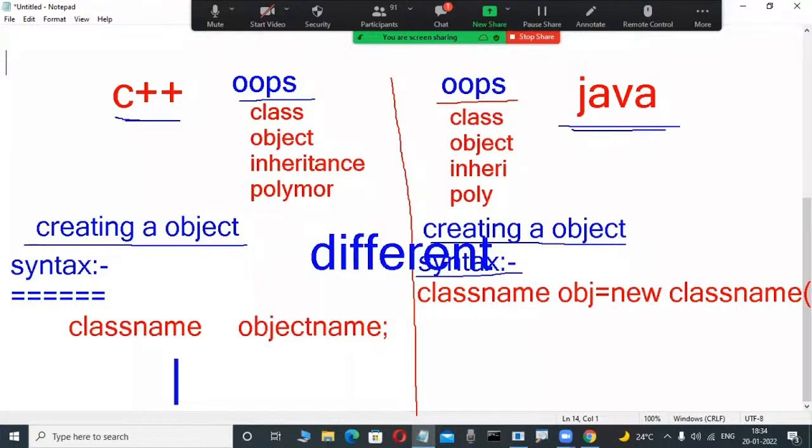Suppose in C++ I want to display output: cout is a function for streaming output. And now in Java, what is the function?